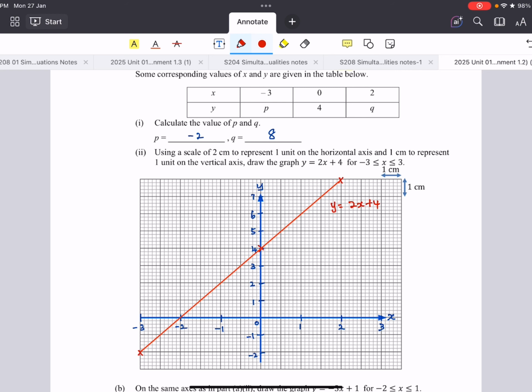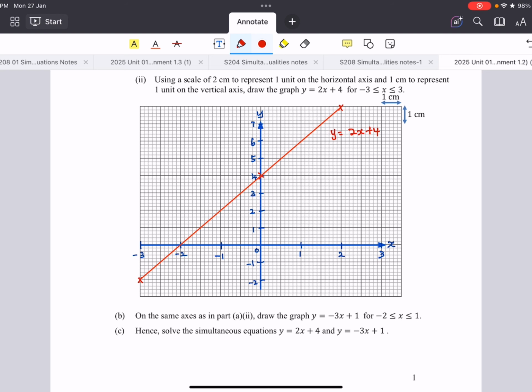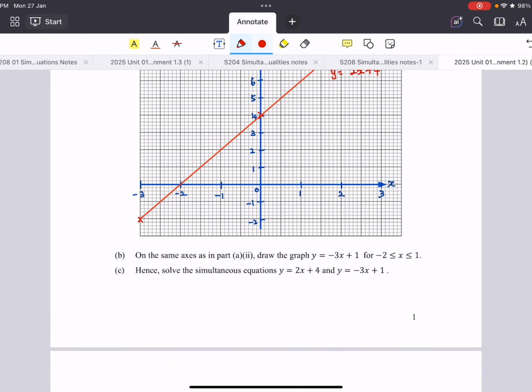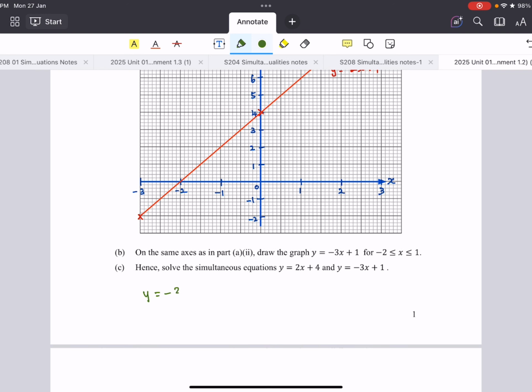Now, going on to the next one. We have a situation where we have to draw the line y equals negative 3x plus 1. So how do we do that? Let me change the color. Let's say green. Similarly, for y equals negative 3x plus 1, I will quickly work out the table form, x and y, right?